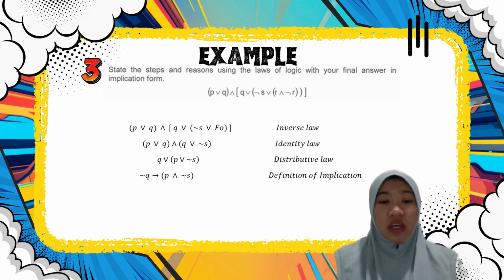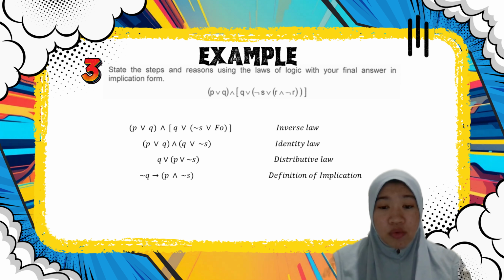Question number 3. State the steps and reason using the laws of logic with a final answer in implication form. The question is in bracket P or Q and in bracket Q or in bracket negation S or in bracket R and negation R. First, we will use inverse law. We will get P or Q and Q or negation S or F naught. And then we will use identity law. We will get P or Q and Q or negation S.